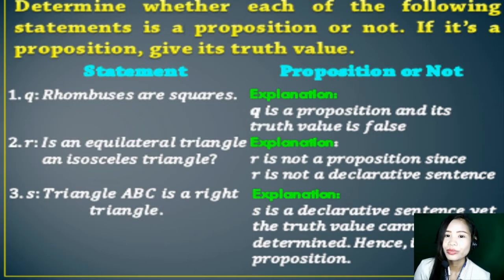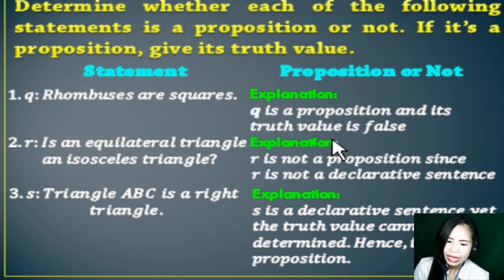Now, let's determine whether each of the following statements is a proposition or not, and if it's a proposition, give its truth value. In statement 1, proposition Q says rhombuses are squares. Is this a proposition or not a proposition? Here, this is a proposition and its truth value is false, because not all of the rhombuses are squares.